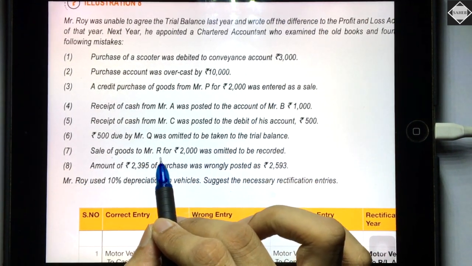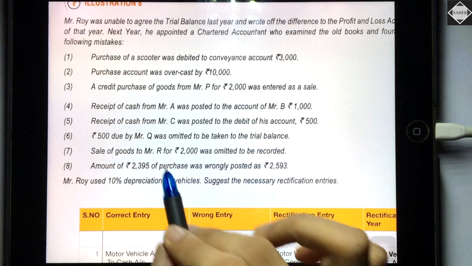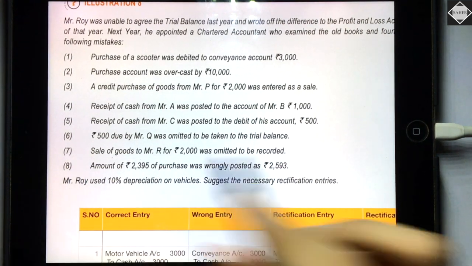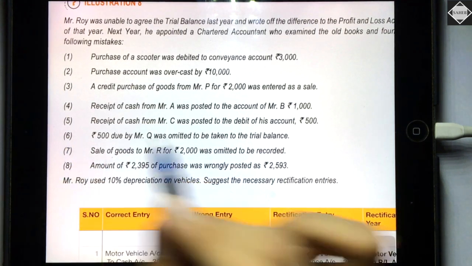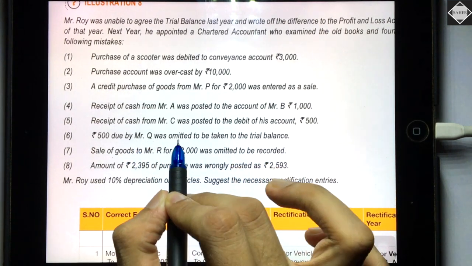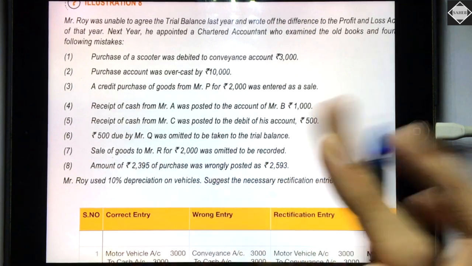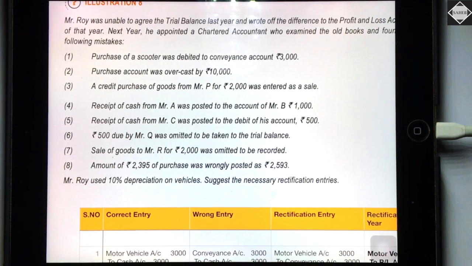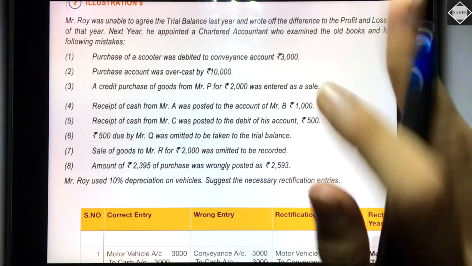R for 2000 was omitted to be recorded. Sale of goods to Mr. R for 2000 was omitted to be recorded. Now understand this. In the seventh transaction, they have given you full omission. In the sixth transaction, they gave you partial omission. They were just talking about Mr. Q was omitted. But here in the seventh, sale of goods to Mr. R, the entire thing has been said, and they are saying was omitted to be recorded. That means this is entirely not recorded. It is a case of full omission.